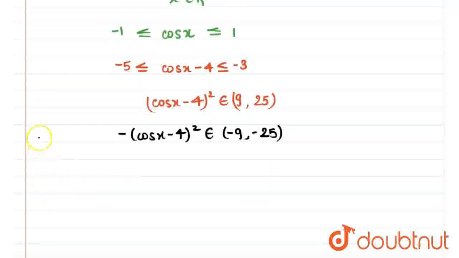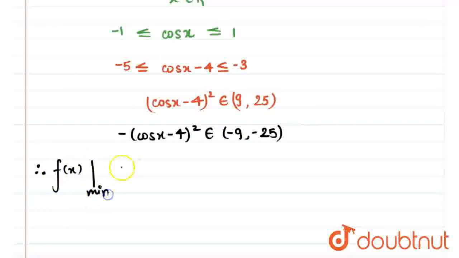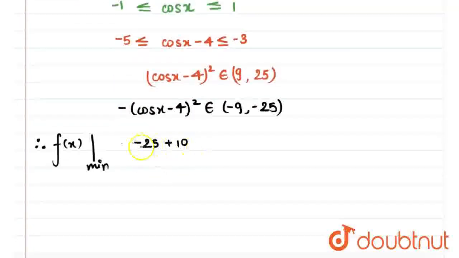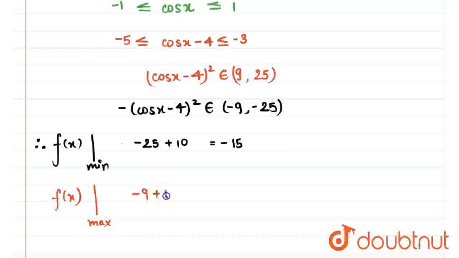So if we find the maximum and minimum range of f of x, first we'll find the minimum. Minimum would be -25 plus 10. Why? Because this is our function, right? So the minimum would be -25 plus 10, that is -15. Now we'll find the maximum. Maximum f of x would be -9 plus 10, which is equal to 1.